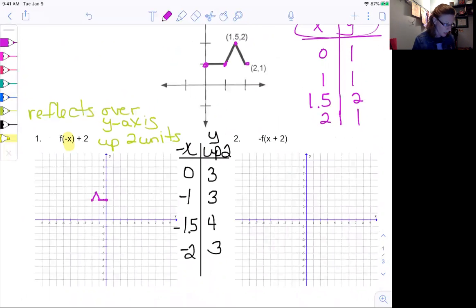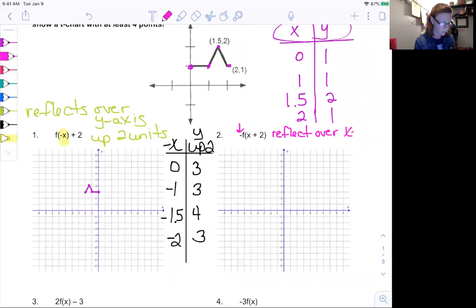All right, let's look at a couple others. Number 2, let's talk about what happens with that. The negative sign outside is a reflection over the x-axis. And that +2 really is x minus a -2. That goes right. Or I'm sorry, not right, left.